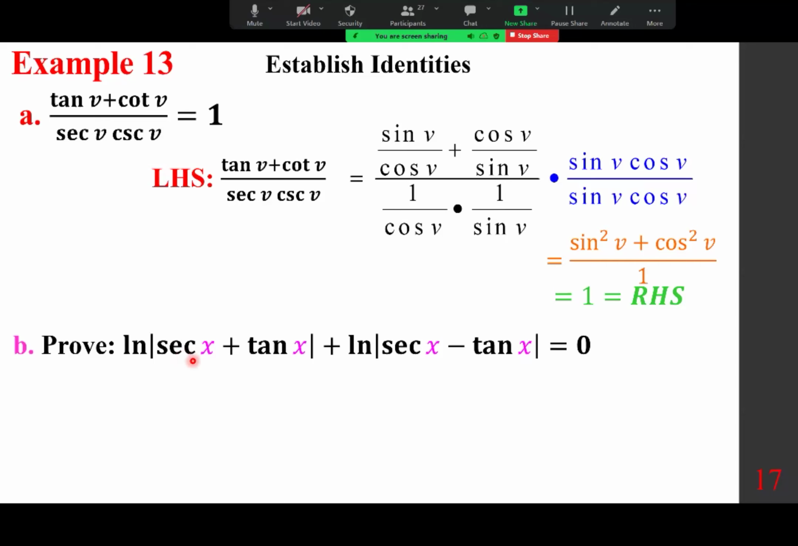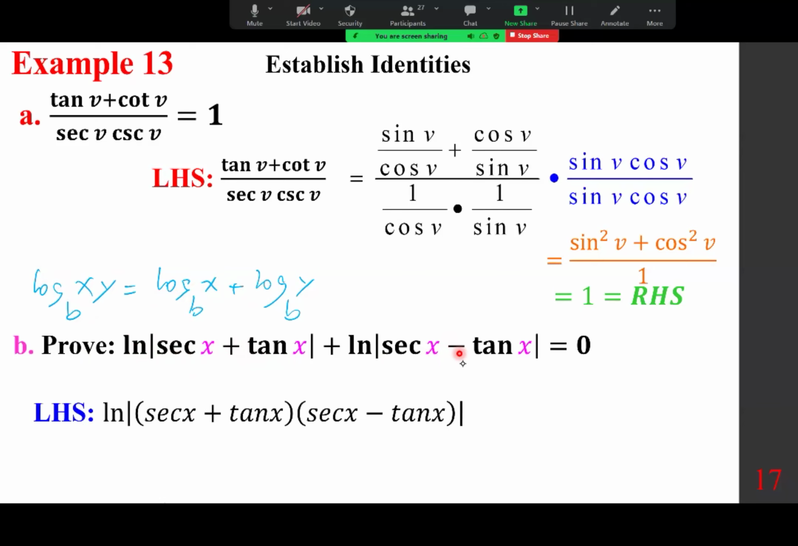We are going to rewrite this as ln of this times that, reminding you of the following. This is called the product rule in the case of log. And now we are going to go from right to left. It doesn't matter whether the base is B or E. So that means ln of this expression times this expression in an absolute value sign.